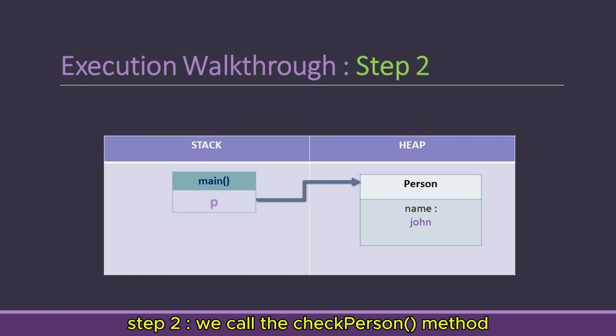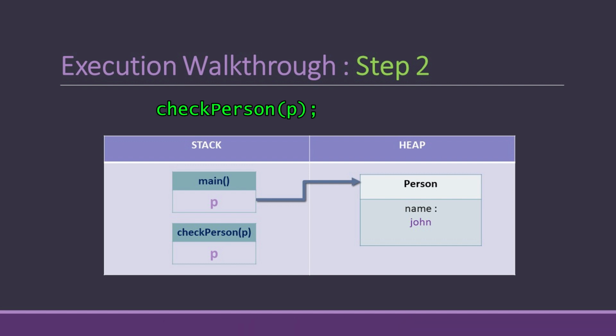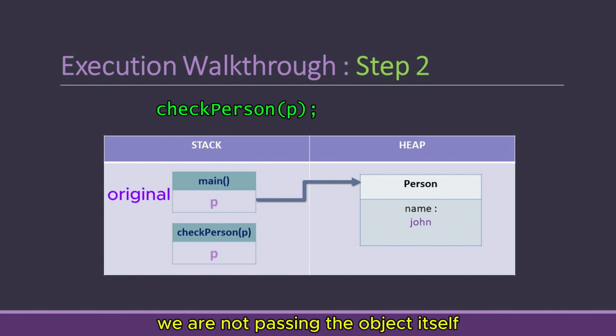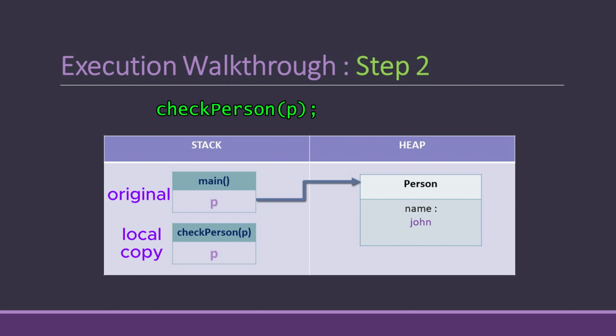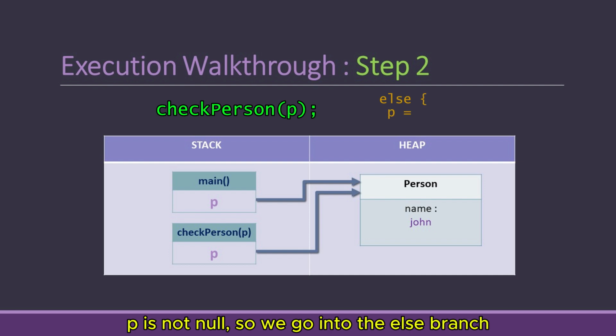Step 2. We call the checkPerson method and pass the reference variable p. Here's the trap. When we pass p into checkPerson method, we are not passing the object itself. We are passing a copy of the reference. That means checkPerson method gets its own reference to the same object, but any reassignment to that reference doesn't affect the original one. P is not null, so we go into the else branch.